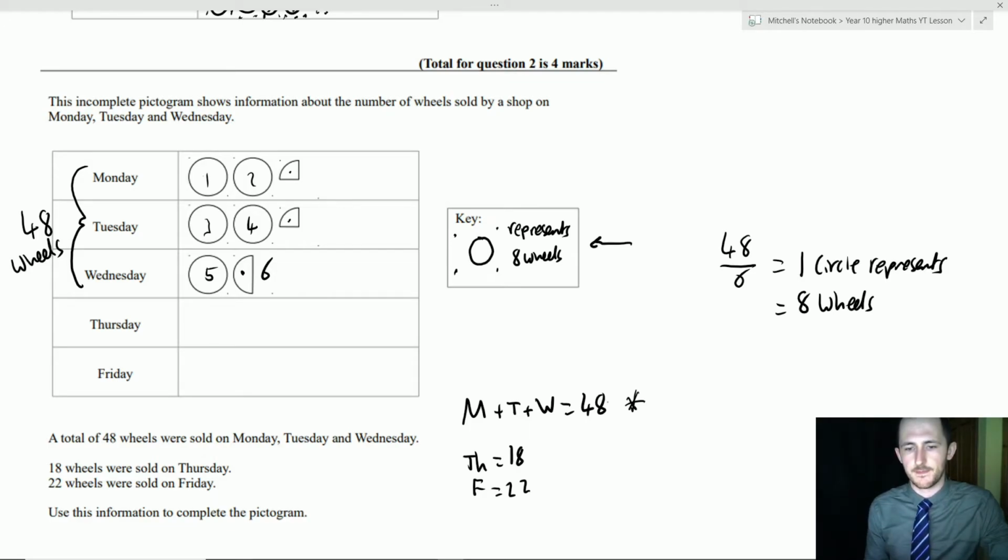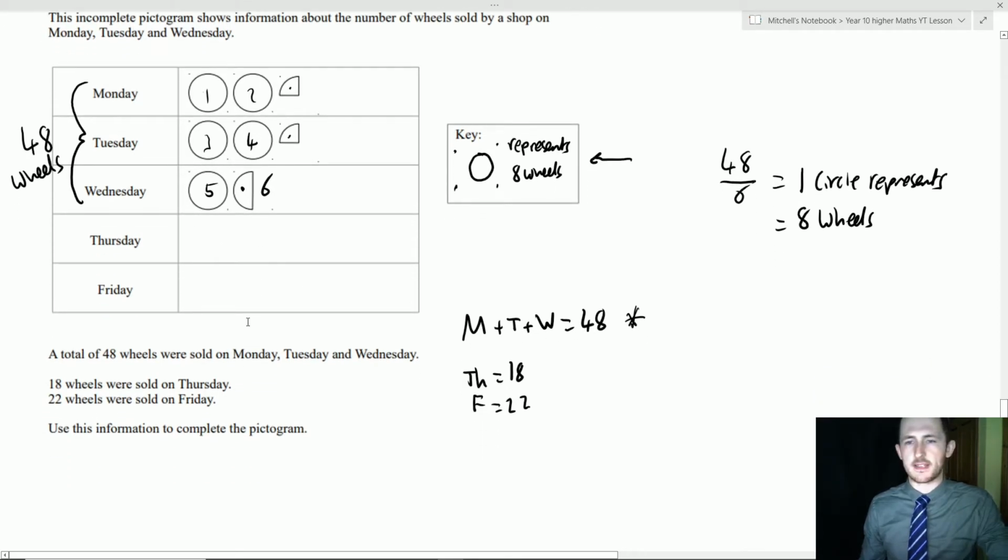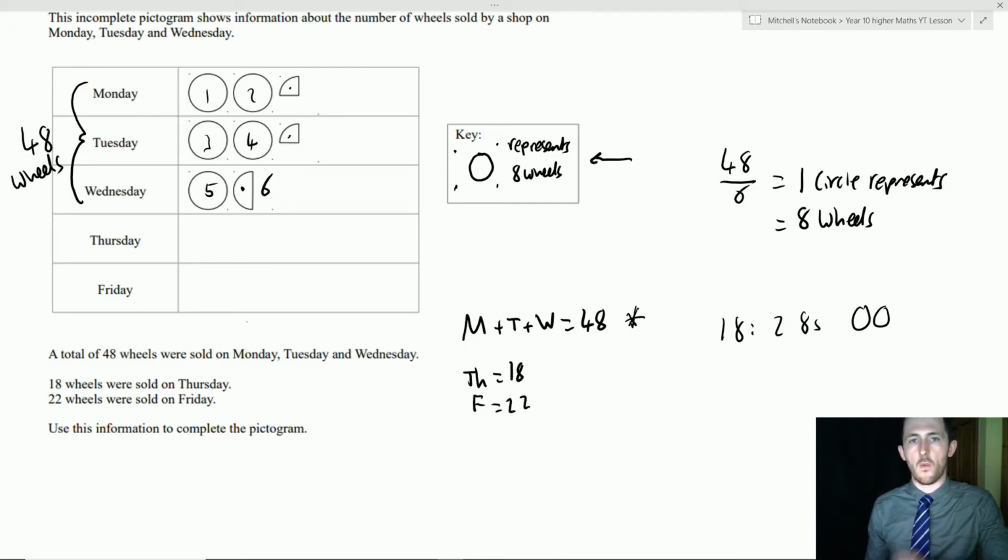Fantastic. So all we need to do now is draw the circles for Thursday and Friday. This is where it gets a bit more interesting. How many 8s go into 18? So 18, we're going to have 2 8s. So 2 full wheels, like that. What's left over is a remainder of 2, which is going to be represented by not half a wheel, a quarter of one. That might be tricky. Does everyone get that?